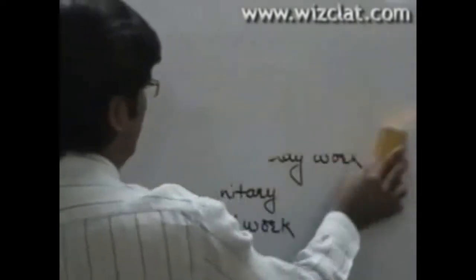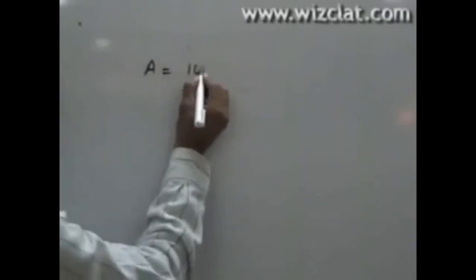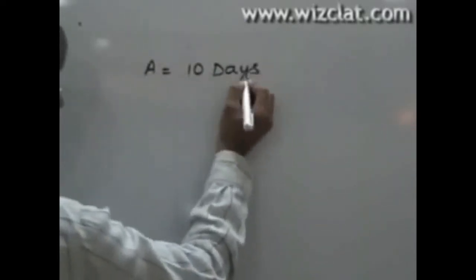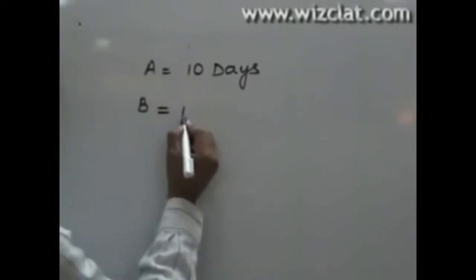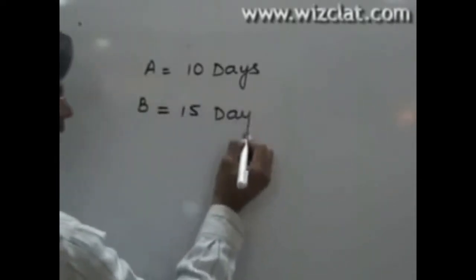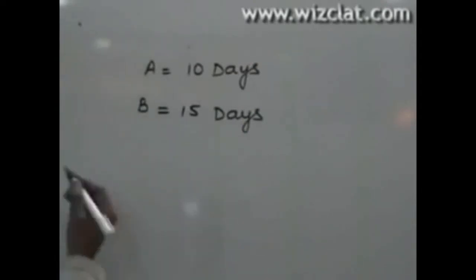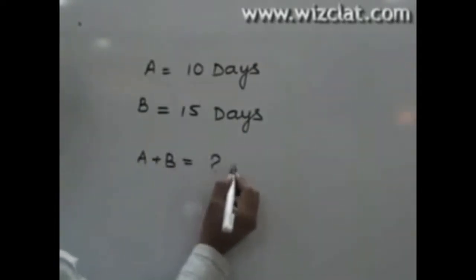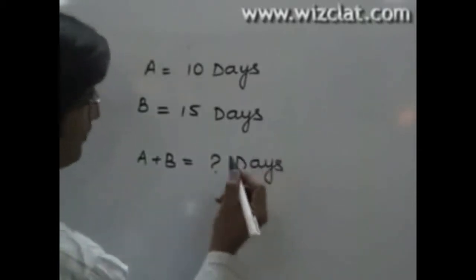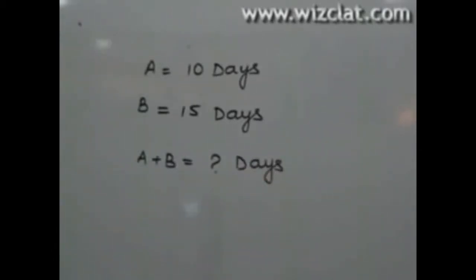In a simplest form, the question that can be given to us is, let's say A can do a piece of work in 10 days. The same work B can do in, let's say, 15 days. So the question will say, how long will they take to do the work working together? To answer this question, we can apply different approaches.